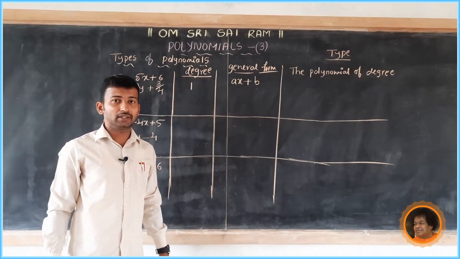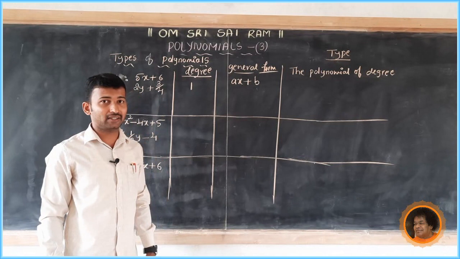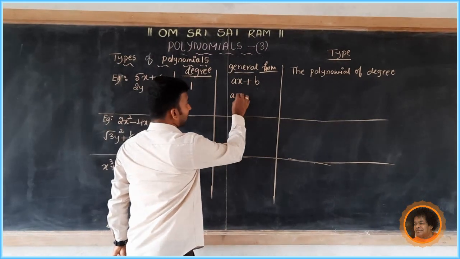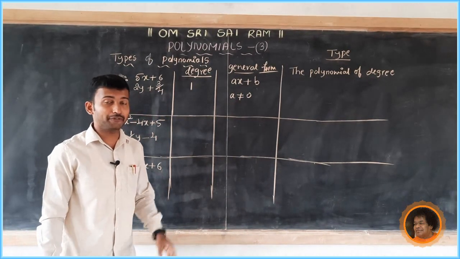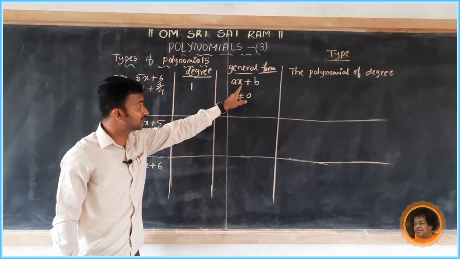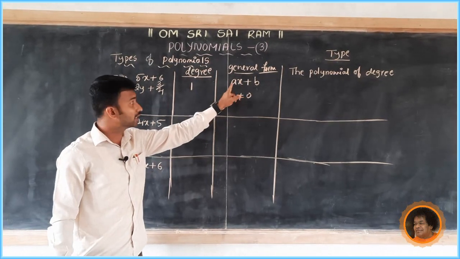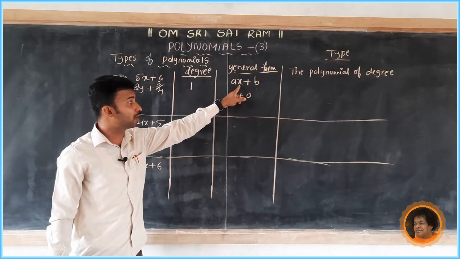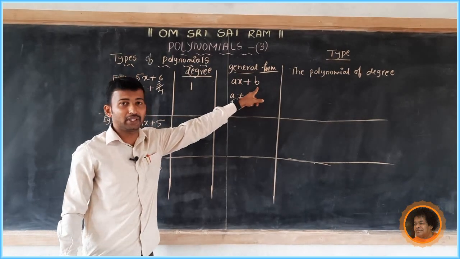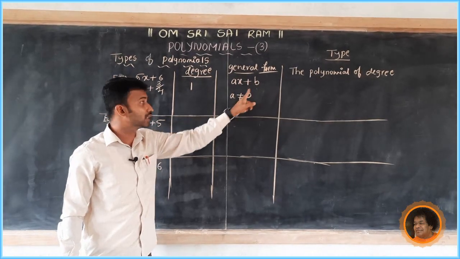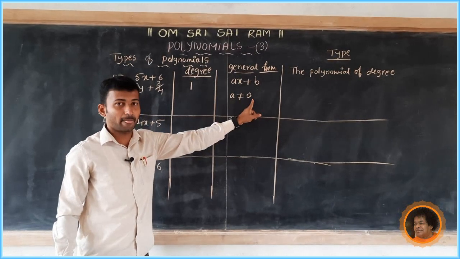And there is one important condition, that a not equal to 0. If a is equal to 0, or if you substitute a is equal to 0 in this form, we get 0 into x. The first term of this form will vanish. We get b as a constant only. So, we cannot substitute a equal to 0.